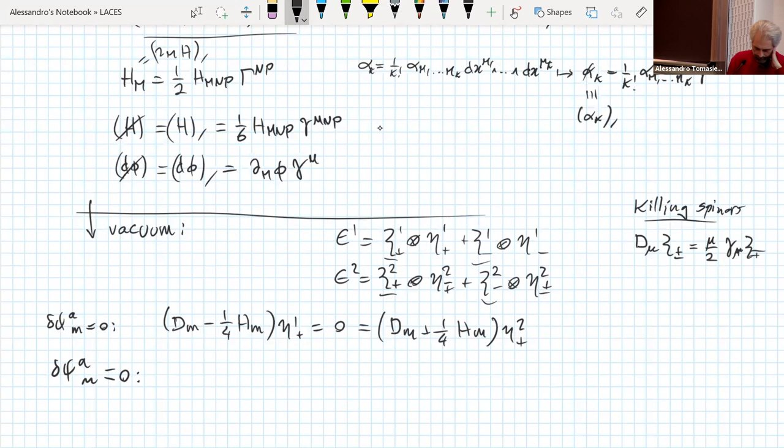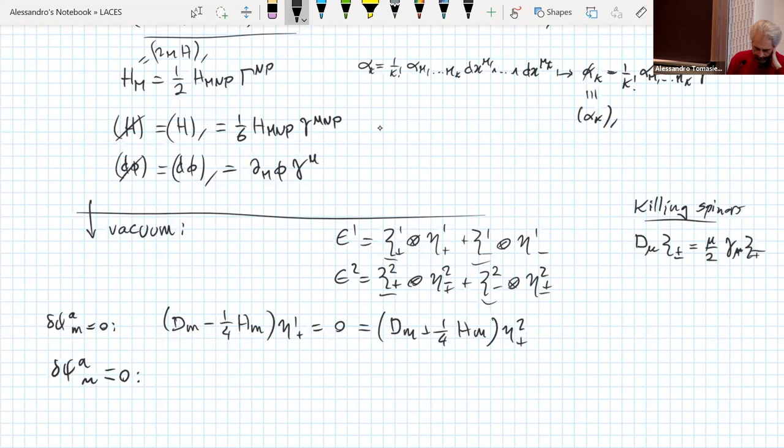Why do we do this? Well, the Killing vectors of a spacetime, of any manifold, form a Lie algebra. Now, the Killing vectors and the Killing spinors together form a Lie superalgebra. So that's the reason that considering Killing spinors appears to be quite natural together with the Killing vectors.